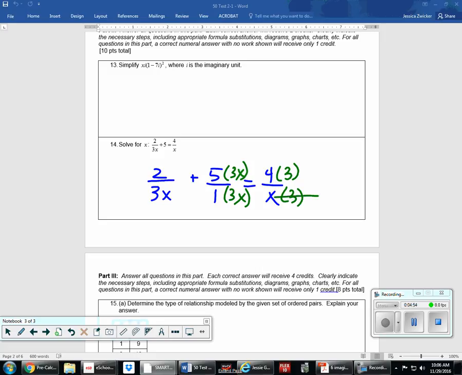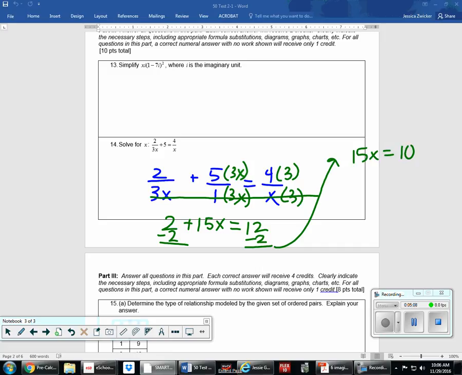Once all the denominators are the same, we can cross them out, and we are left with 2 plus 15x equals 12. Regular solving by subtracting our 2 on both sides gives us 15x equals 10, or x equals 10 over 15. That's acceptable. 2/3 is acceptable. Or some of you even wrote it as 0.6 repeating. Whatever you want to write is fine because it doesn't say to reduce your answer or to express your answer in simplest form.